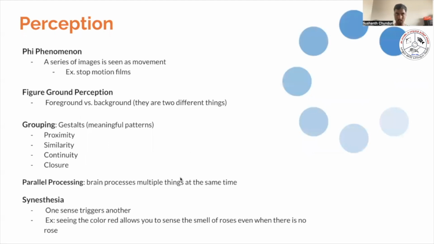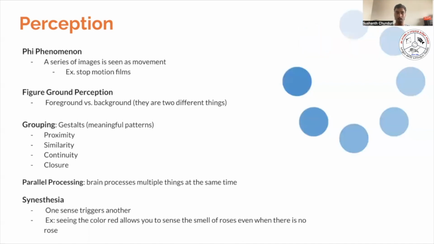Okay, lastly, we're going to talk about perception. There's this really weird phenomenon that you need to know called the phi phenomenon, and it's a series of images that's seen as movement. If you ever watch stop motion films, that's just images, but there are so many images that it's seen as movement. If you look at this loading picture, that's the phi phenomenon. It looks like there is a loading symbol right here, but realistically it's just dots flashing on and off. But because the movement is going around in a circle, it looks like those dots are moving.